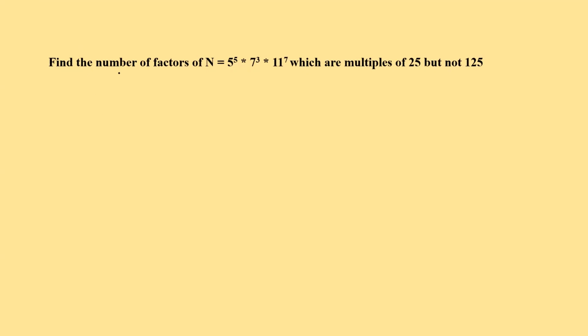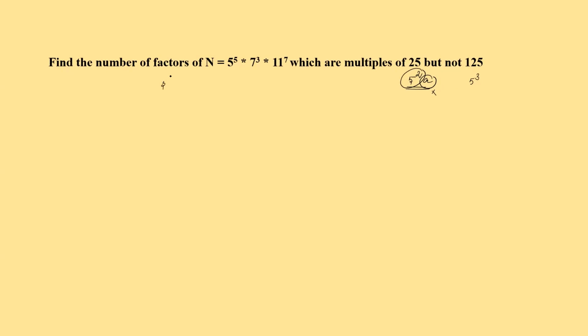Right. So find the number of factors of n which are multiples of 25. 25 is nothing but 5 square. So the number should be in the format 5 square into a, where there's no constraint on a. But it should not be a multiple of 125. That means it should not be a multiple of 5 cube. Understood? That means this a now should not contain any more 5s. If it contains even a single 5, then this will become 5 cube, which makes it a multiple of 125. So I can say that the power of 5 should remain only as 2.